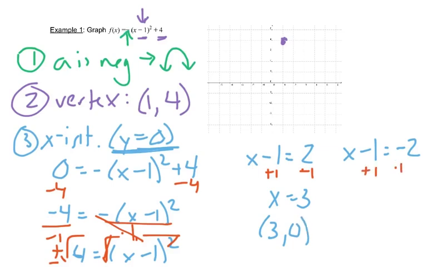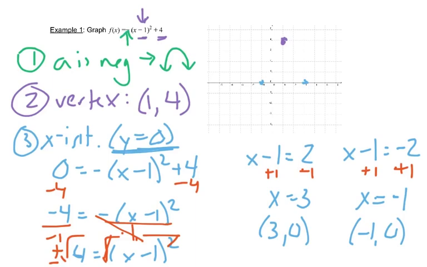Over here we'll add 1 to both sides as well. And that gives us x is equal to -1. So this again is another point. This is x is -1 and y is 0. So we graph those 2 points. So here's (3, 0), and here's (-1, 0).